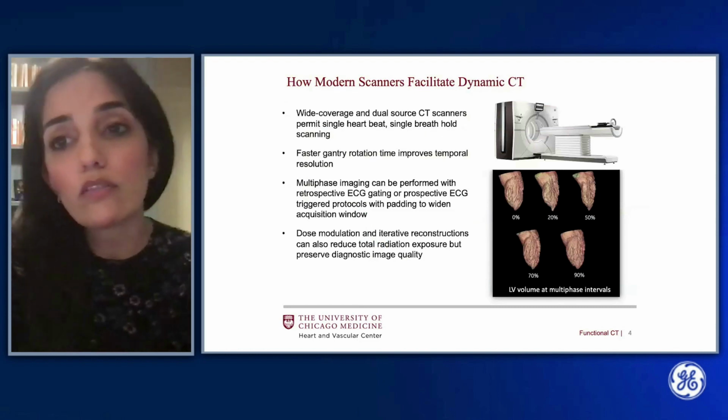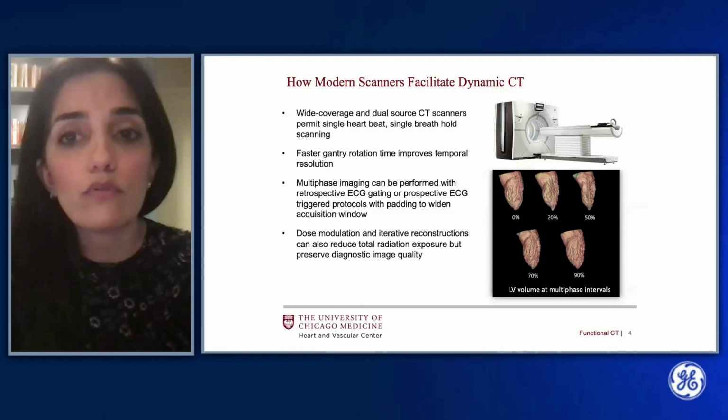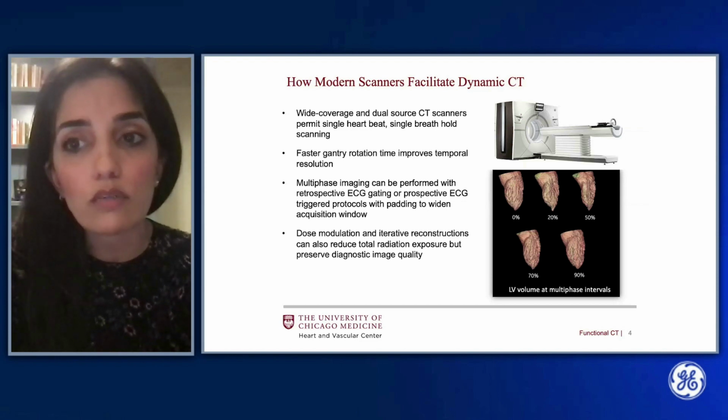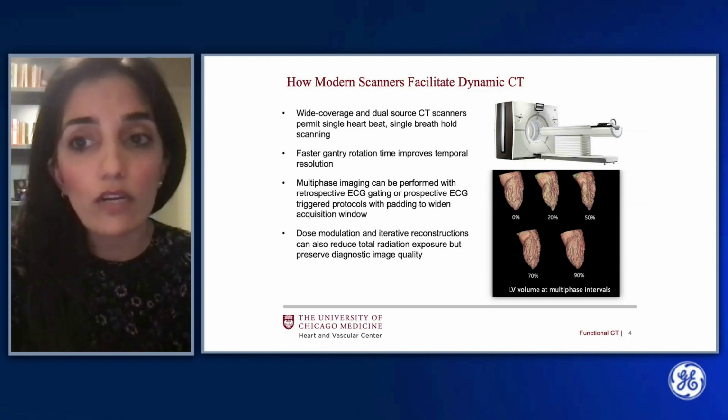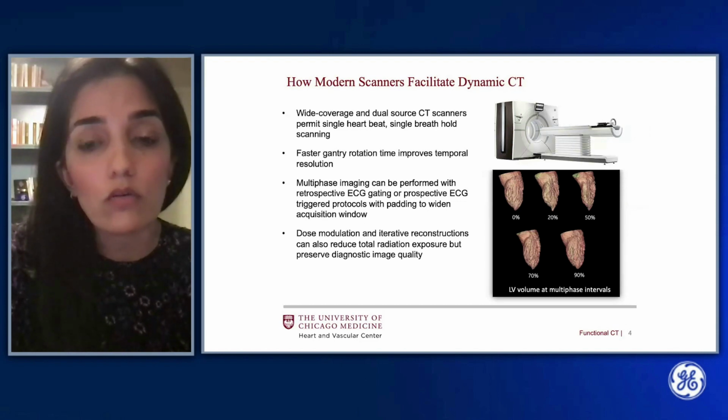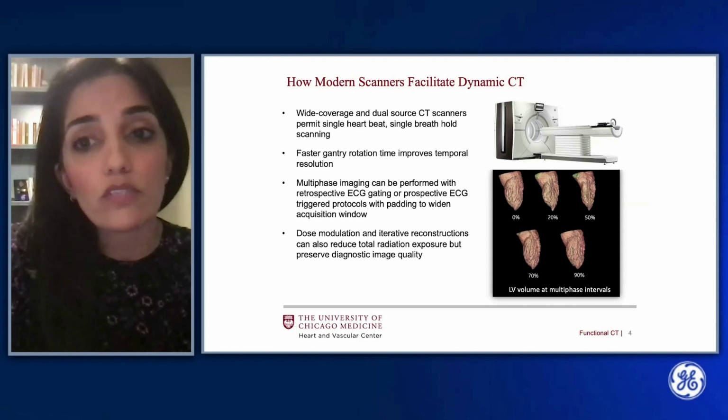Fortunately, the current era of modern CT scanners is helping put forth a new and improved approach to dynamic CT imaging. Wide coverage and dual source scanners permit single heartbeat, full coverage scanning. Faster gantry rotation times have greatly improved temporal resolution of cardiac scans. Multi-phase imaging can be performed using either a retrospective ECG gating protocol or with prospective ECG triggered imaging with padding to widen the acquisition window and capture an entire cardiac cycle. Dose modulation and iterative reconstructions can also help to reduce total radiation exposure to the patient, but preserve diagnostic quality imaging for interpretation.